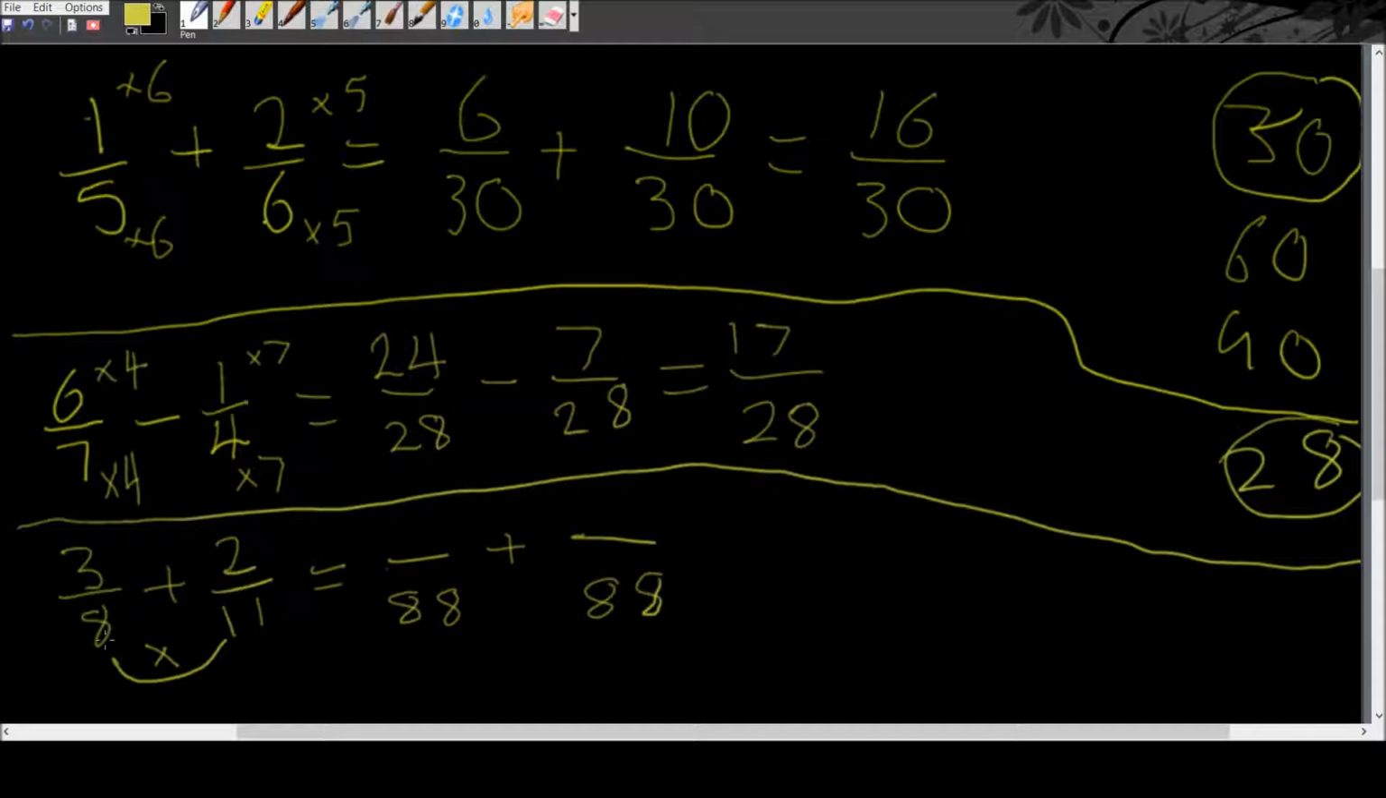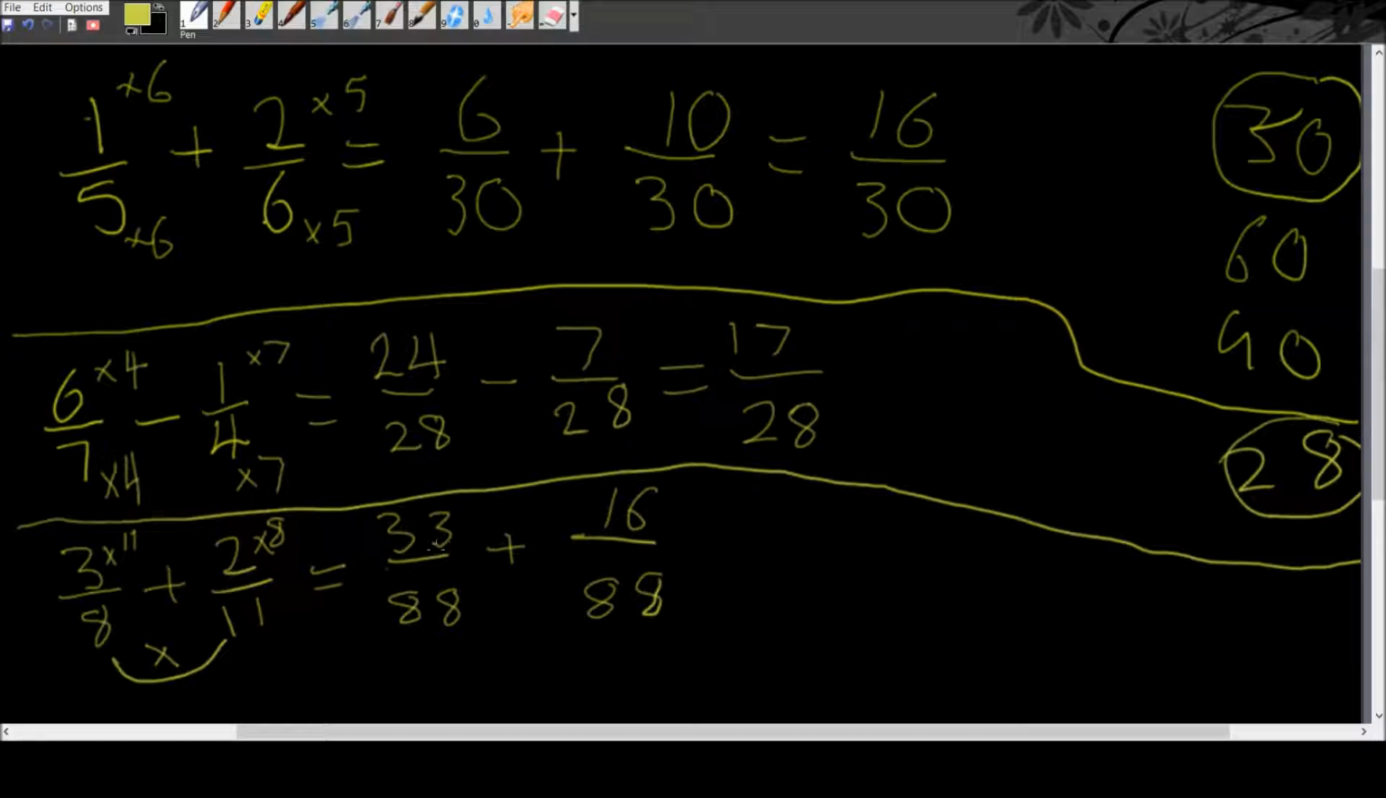And you say, okay, well, this fraction, we times it by 11. So therefore, I need to times the top by 11 as well. So we do 3 times 11, which is going to give us 33. And this fraction here, 2/11, we times it by 8. So we need to times the top number also by 8. So 2 times 8 is going to give you 16.